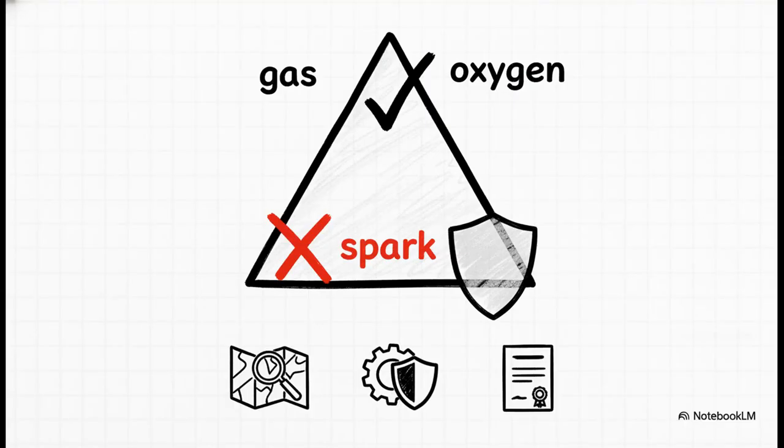Okay, let's dive into the fundamental problem we're actually trying to solve here. It all comes down to the classic fire triangle. To get an explosion, you need three things: flammable gas, oxygen, and a spark or heat source. Now, here's the reality of an offshore platform. You cannot completely eliminate the gas, and you obviously can't eliminate the oxygen. So our entire engineering strategy must focus 100% on controlling that third element, the spark. We do this in 3 steps. We classify the physical space, we engineer specific equipment protection, and we legally verify it all.